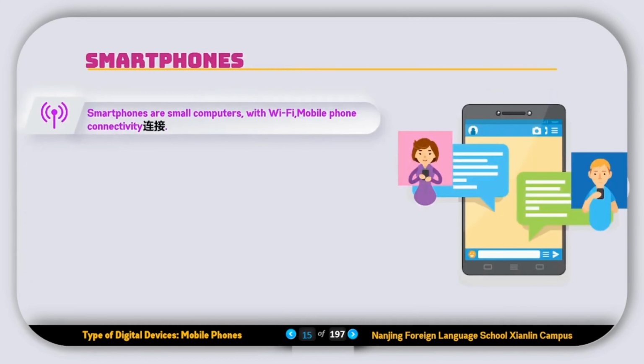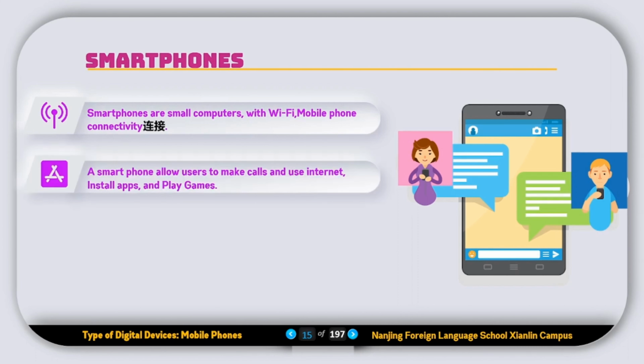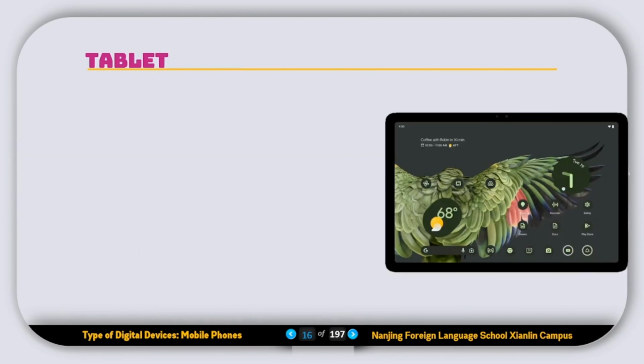Next, we have the smartphones. Smartphones are small computers with Wi-Fi and mobile phone connectivity. A smartphone allows users to make calls, use the internet, install apps, and play games. Here are the features of the smartphone. For example, we can install apps, we can use it as a game console, and they have a separate and advanced operating system.